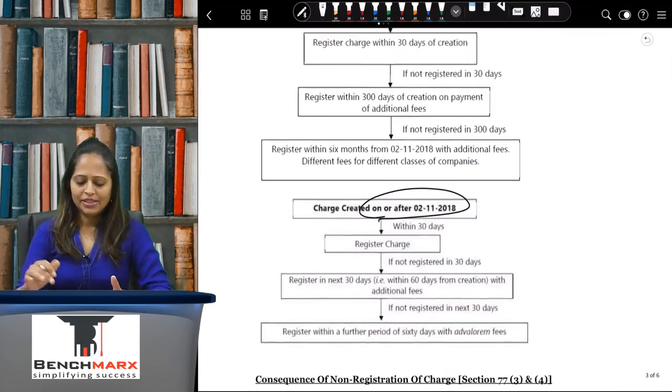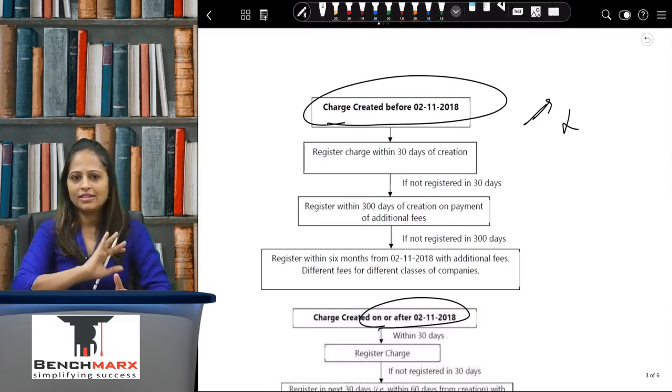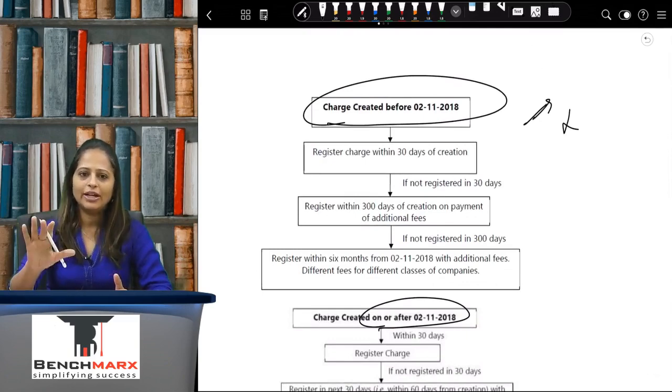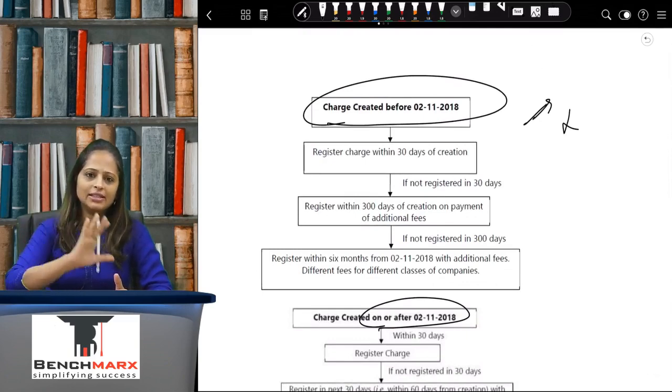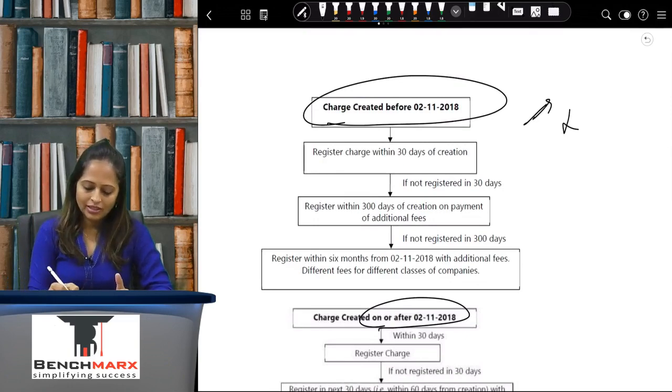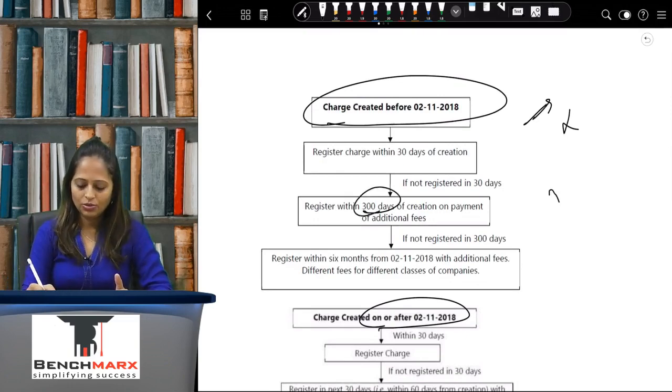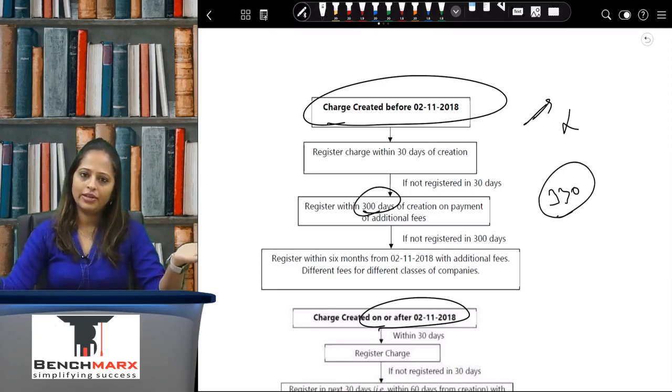Just to brief you on this, if you have a charge created before November 2018, you had to register within 30 days. If you don't do that, you get an additional period of 300 days. So you get a total of 330 days, which is a longer time frame.